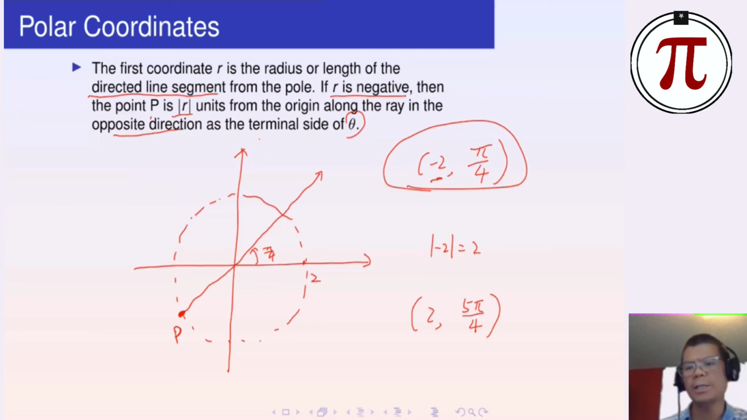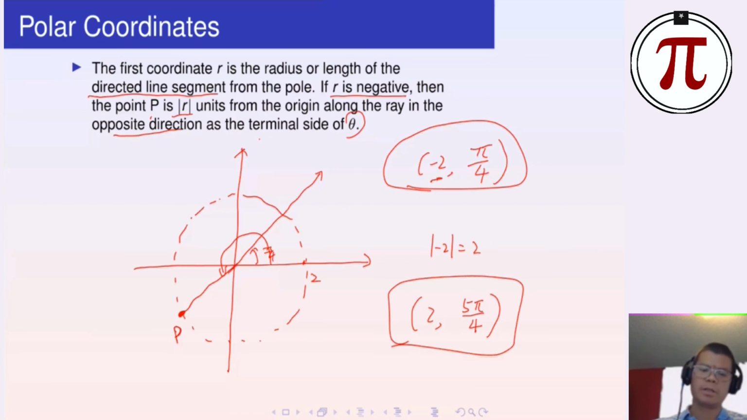5 pi over 4, right? It's the same thing. So the direction you go is 5 pi over 4, and then the distance you go is what? Positive 2, right? So that's going to give you the same point, P. The same point. Make sense? As long as you have a radius and also a direction, then you can determine that position. Yes, you got the position.